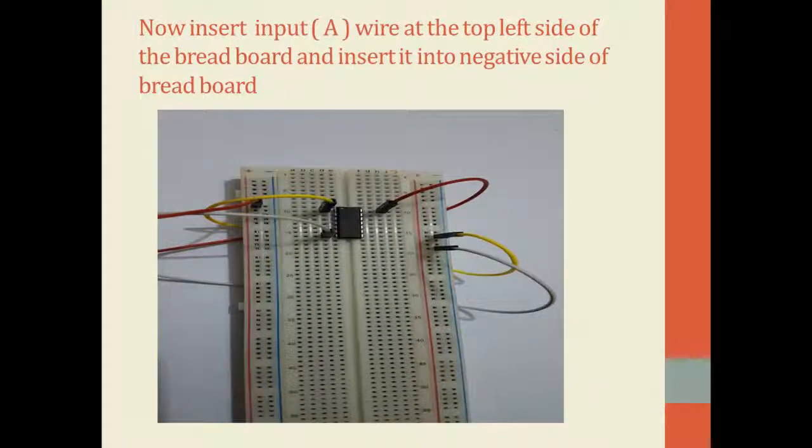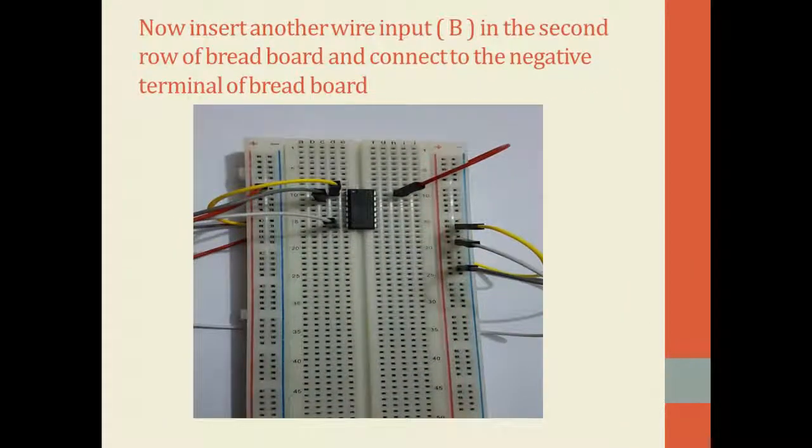Now starting, the first thing we are going to do is insert input A at the top left side of the breadboard and insert it into the negative side of the breadboard. See, the yellow wire basically represents the first input, which is A, and I'm inserting it in the negative side of the breadboard.